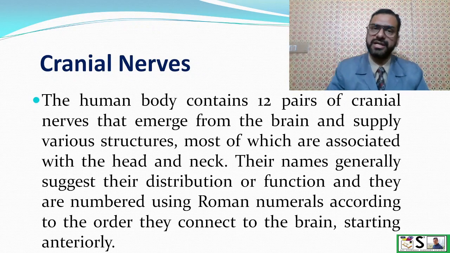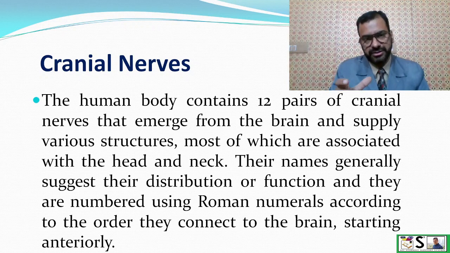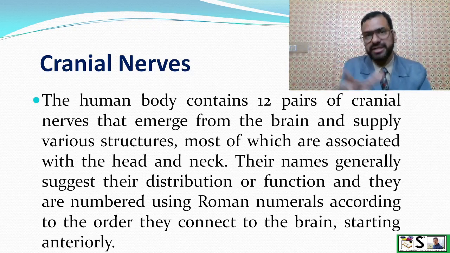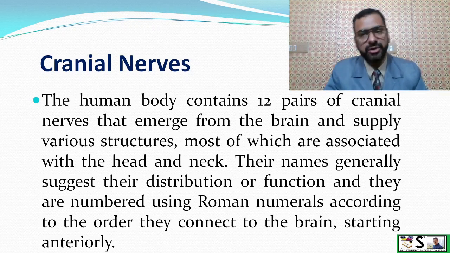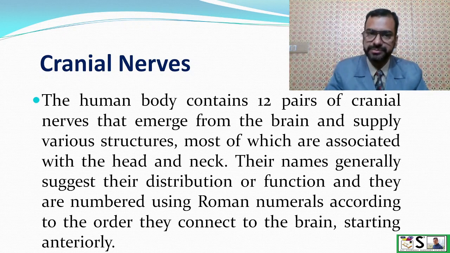Now we come to cranial nerves. Cranial nerves are part of the peripheral nervous system, but they arise from the brain and its parts, so we study them here. The human body contains 12 pairs of cranial nerves that emerge from the brain and supply various structures, most of which are associated with the head and neck.